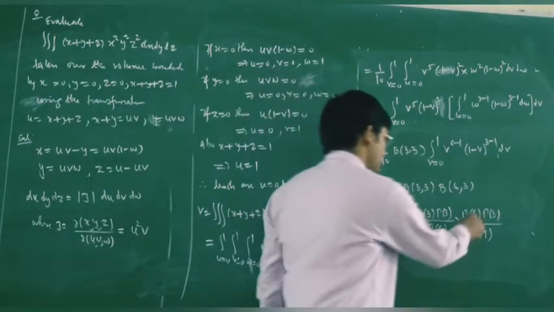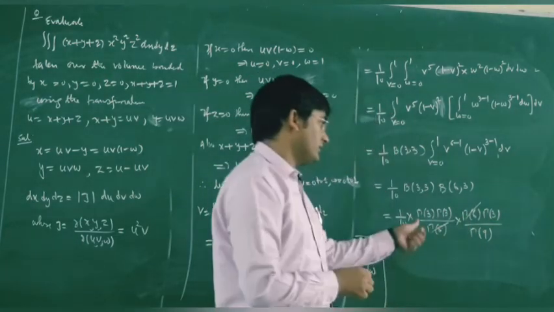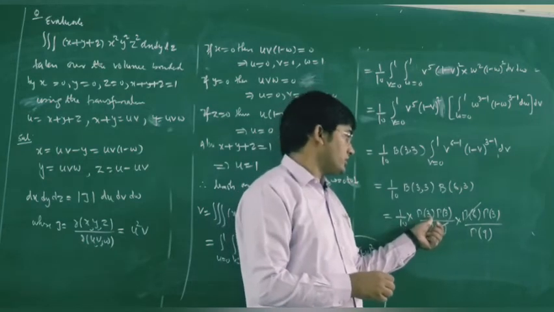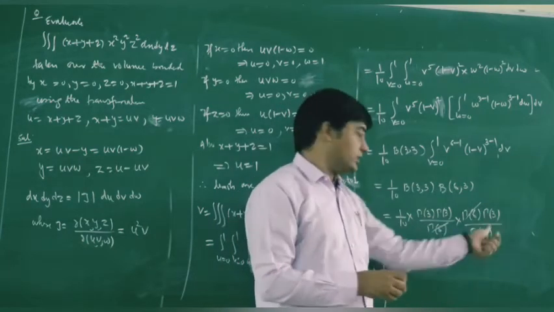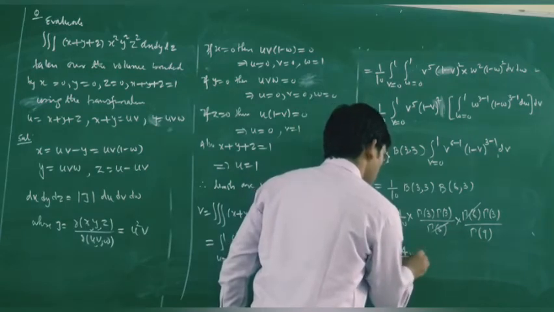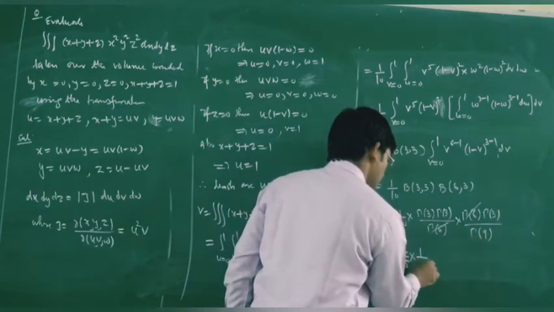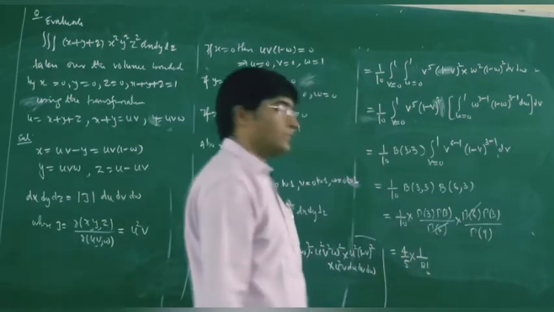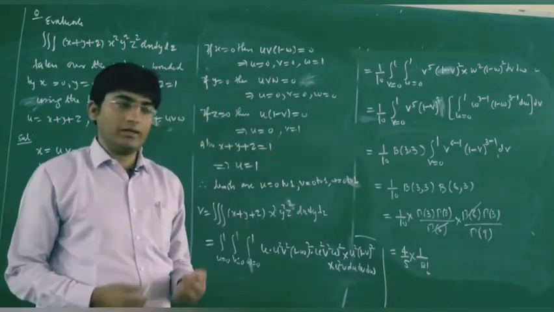Now gamma 6 and gamma 6 will get cancelled. Gamma 3 is factorial 2. So this is 2 into 2 into 2, so we have 8 upon 10. So that means 4 upon 5 into 1 upon gamma 9. Gamma 9 is factorial 8. And let us get the value of factorial 8.